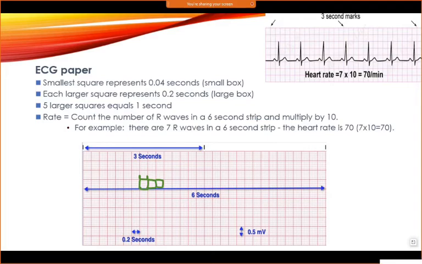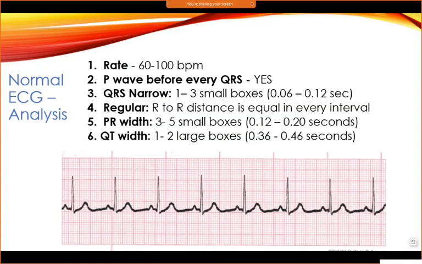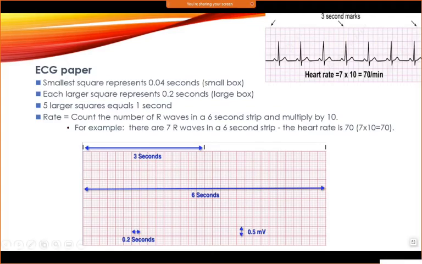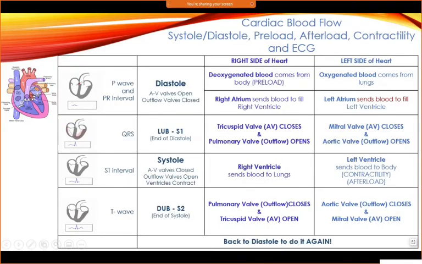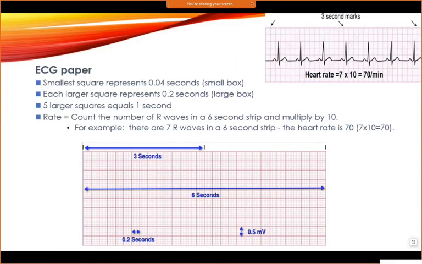So when you get a 6-second strip, which all of yours will be, all you have to do is count your QRSs. 1, 2, 3, 4, 5, 6, 7. Oh, I didn't mean to do that. Go back. See, when I try to draw, I get all kinds of crazy. Okay. So 1, 2, 3, 4, 5, 6, 7. We multiply that times 10, and your rate is 70. So a 6-second strip is standard because it's easy to multiply times 10. Just count your QRSs, multiply times 10, and that is your heart rate.